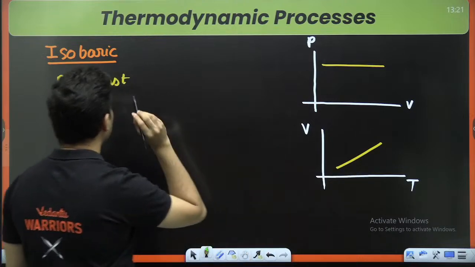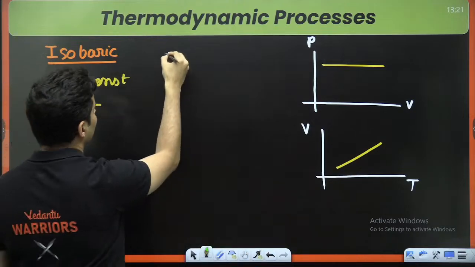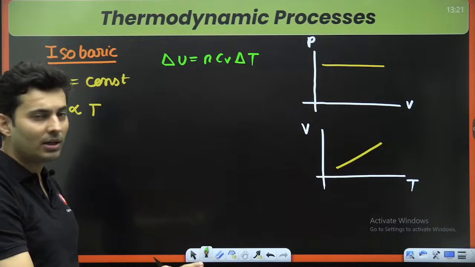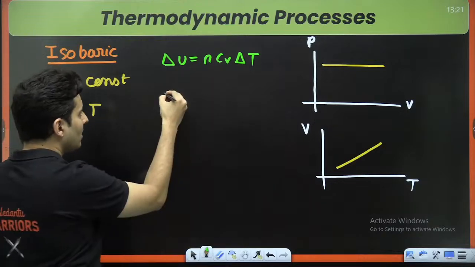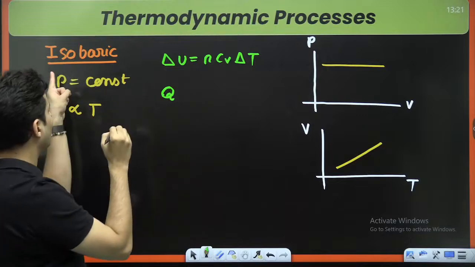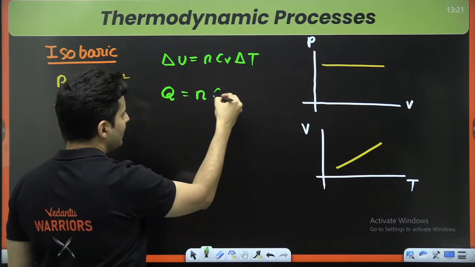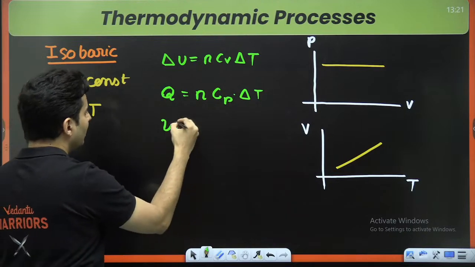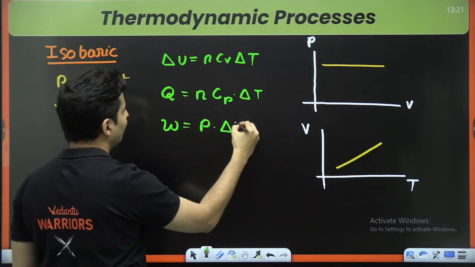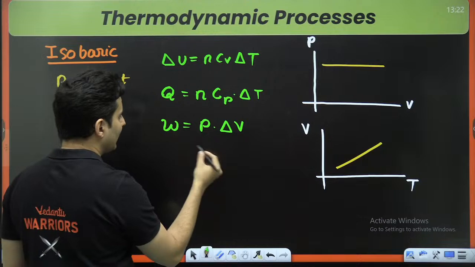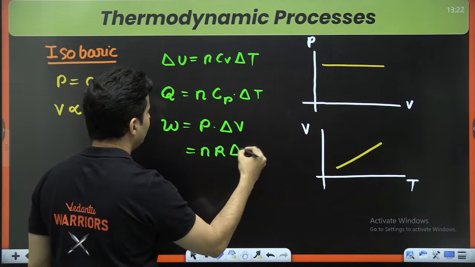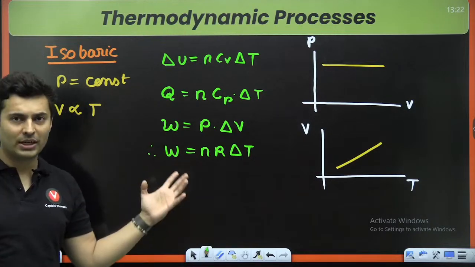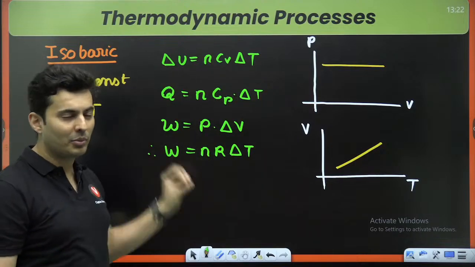Next important thing is what is the heat, what is the delta U and all those things. Delta U for any process is always nCv delta T. That is the standard formula. Cv will come always. The heat, because this is constant pressure, will have nCp delta T. And the work will be simply P into delta V, nothing more, which you can also write as nR delta T, one and the same thing. So these become the most important formulas for the isobaric process.